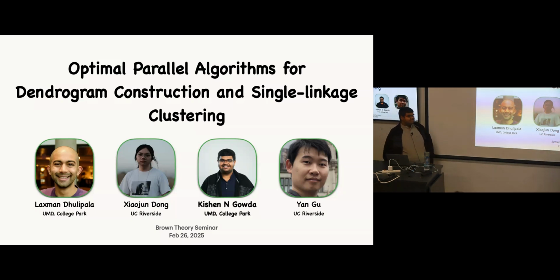So I'm very excited to have Kishen today. Kishen is a PhD student at the University of Maryland, where he's advised by Arvind Srinivasan and Lakshman Dhulipala. Kishen visited us last summer, so some of you already know him. Kishen has done very nice work in clustering and graph algorithms, and in particular in work that lies at the intersection of theory and practice.